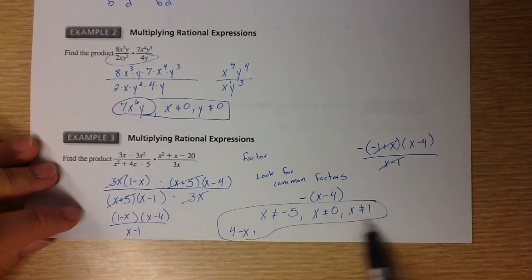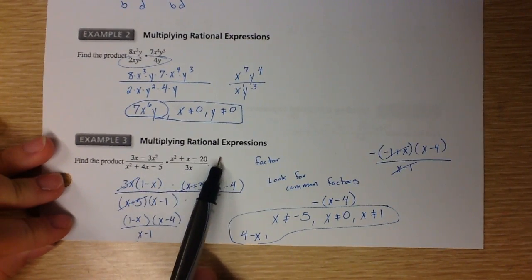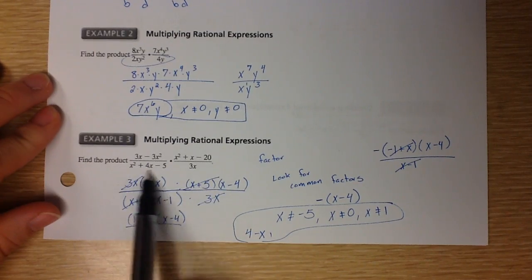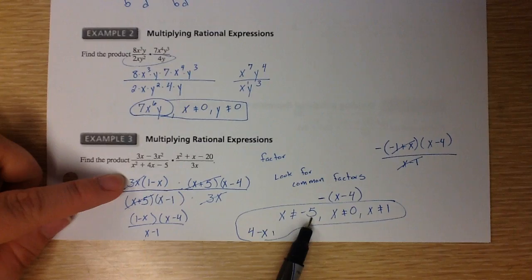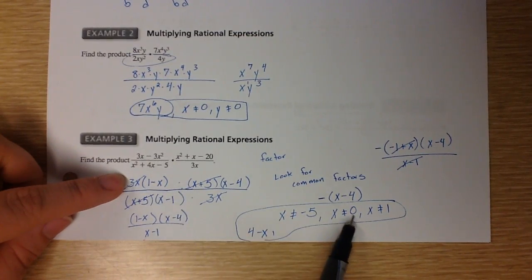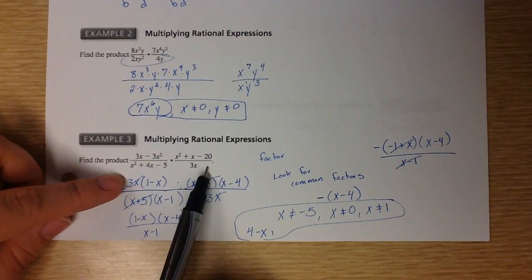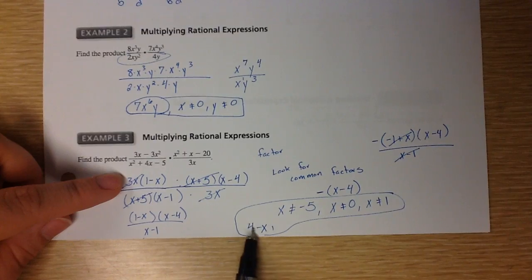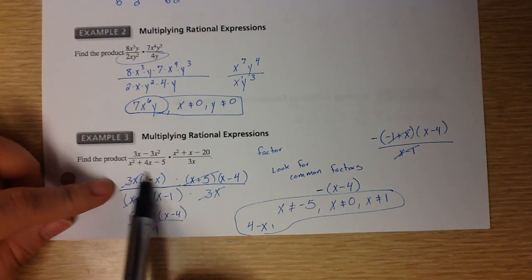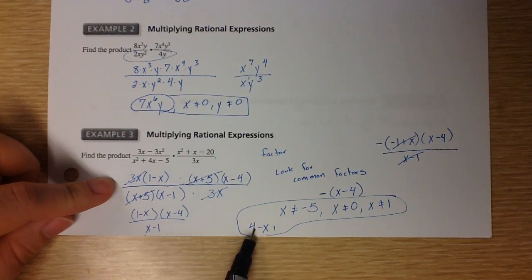Because those are numbers that I can't put into this. So if I was to try this original function right here in my calculator, type this whole thing in, if I was to put in a negative 5, I'd get undefined. If I was to put in a 0, I'd get undefined. If I was to put in 1, I'd get undefined. So those are the numbers that I can't put into this, because I could put a 0 into this and get 4, but that's not what I get when I put a 0 into that, and we want these two things to be the same.